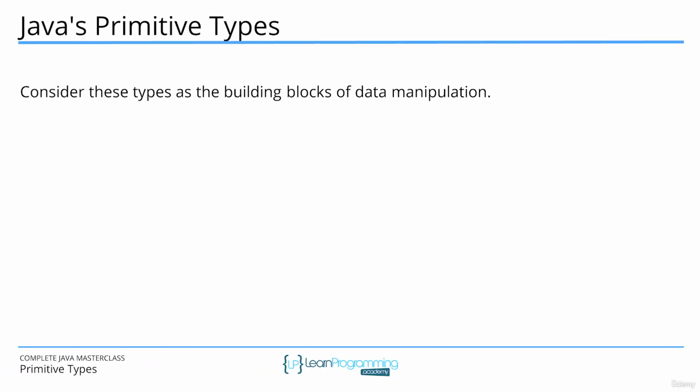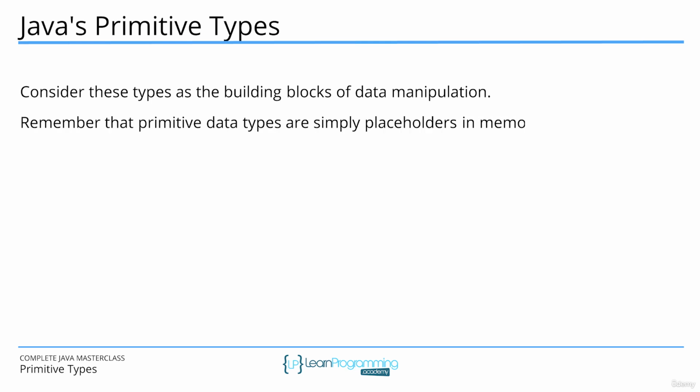Consider these types as the building blocks of data manipulation. Remember that primitive data types are simply placeholders in memory for a value. We're going to explore all of these primitive data types in Java over the next few videos.